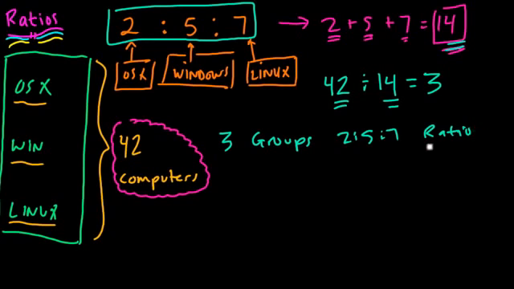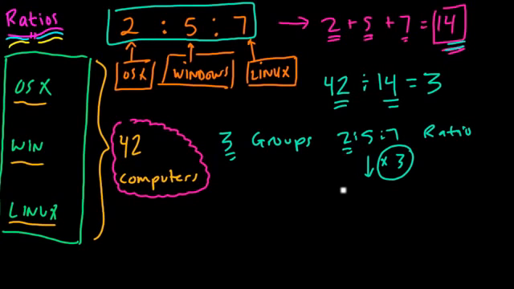Ratio. And to figure out then in total what number of OS X, Windows, and Linux operating systems are in this lab, we take 3 groups of this ratio, right? In other words, we take 3 2s, 3 5s, and 3 7s. So multiply everything by 3, right? Because that's the number of groups.